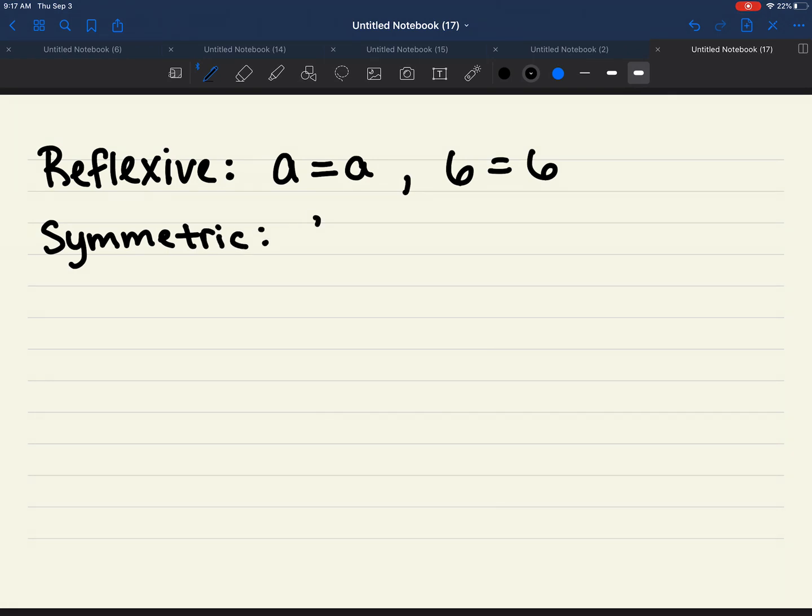Can anybody tell me what symmetric property would say? Okay, so if I have 8 equals 2 plus 6, that's the same thing as saying what? 2 plus 6 is equal to 8. It's like a mirror image, symmetric, okay?